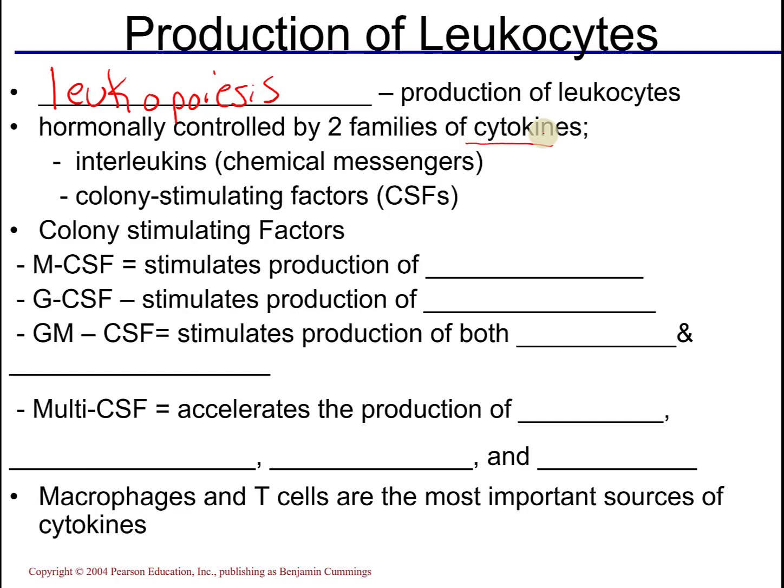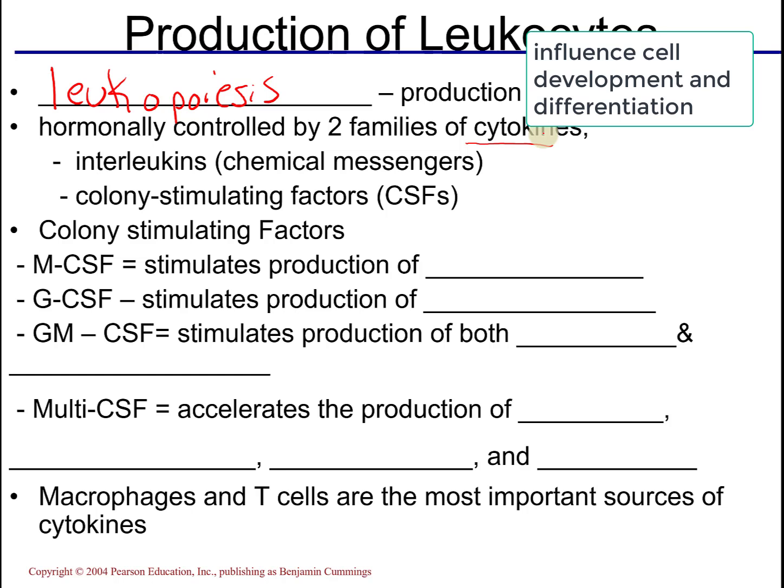Cytokines are chemicals that influence cell development and differentiation. By differentiate, I mean it helps cells become more specifically the type of cell that they're going to be. So they might go from a stem cell to becoming a basophil, or a stem cell to becoming a lymphocyte.